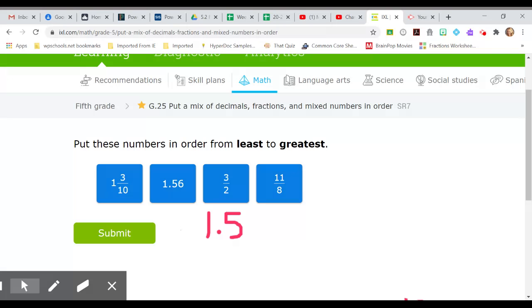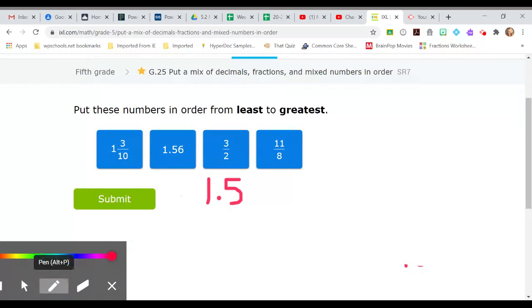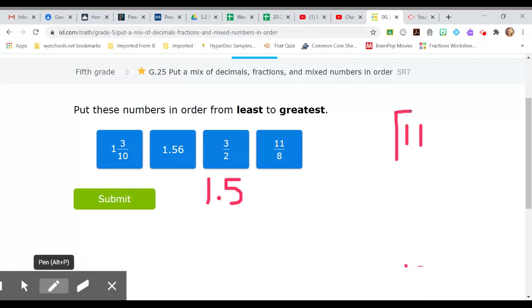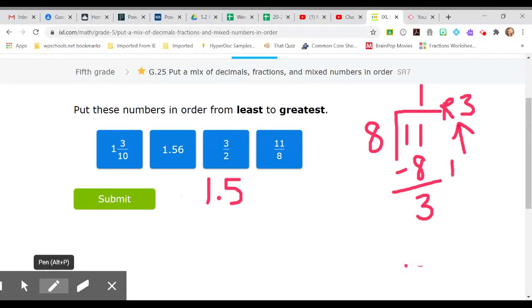So what this really means is 11 divided by 8. There are a couple different ways to think about this. You can divide: 11 divided by 8 gives you one whole. 1 times 8 is 8, and 11 minus 8 is 3. This remainder of 3 is going to be the numerator of my fraction. This 1 is my whole number. So 11 eighths is 1 whole and 3 eighths.